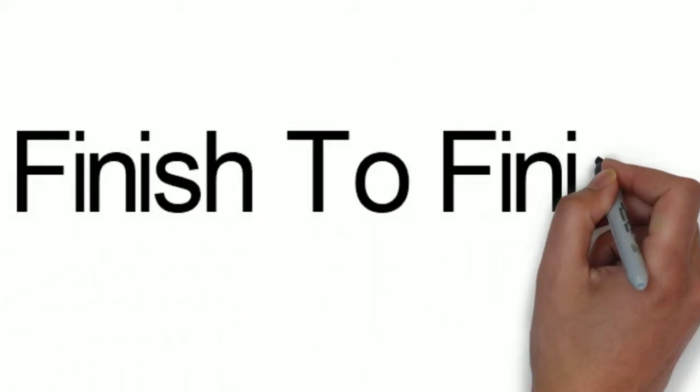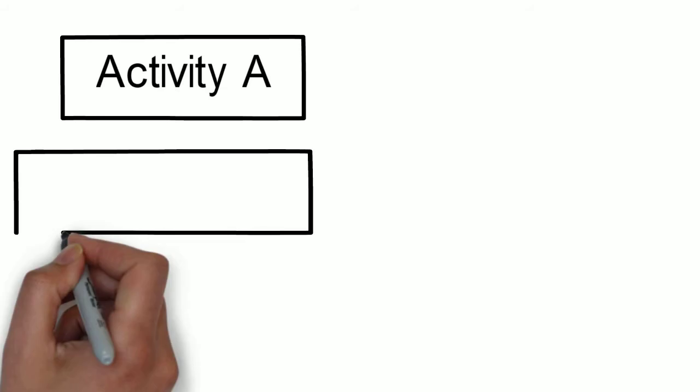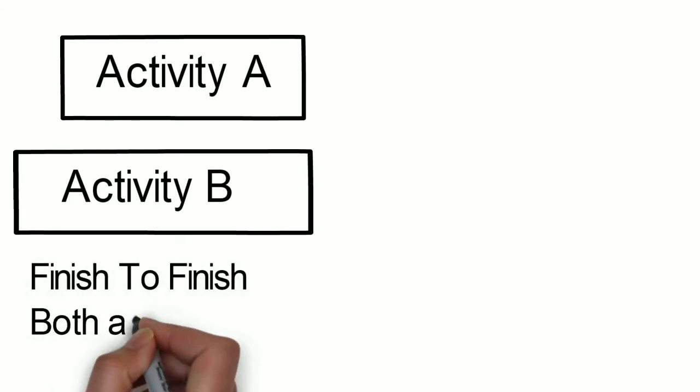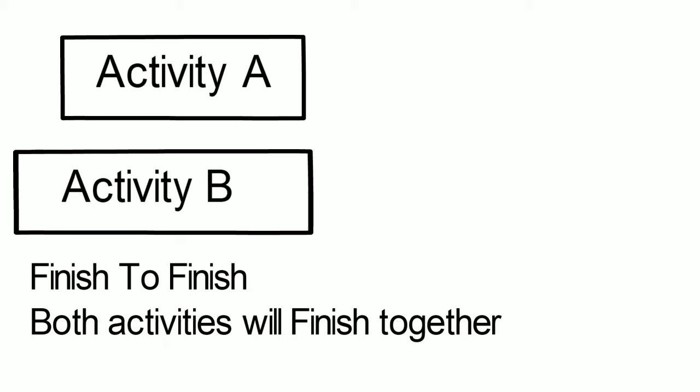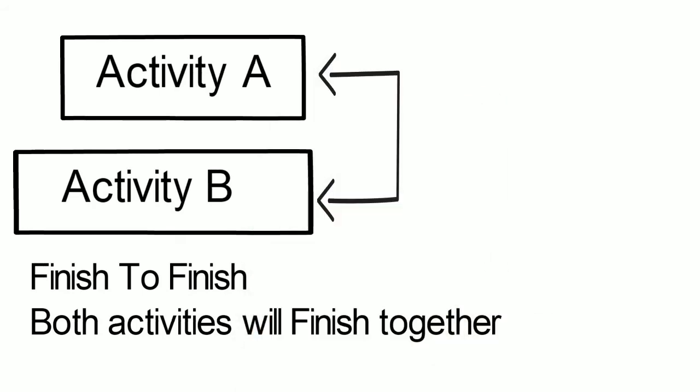Next is finish to finish. Let us consider activity A and activity B. Start date is different, but finish date is the same. Both activities will finish together. Here the relation is FF, which represents finish to finish.